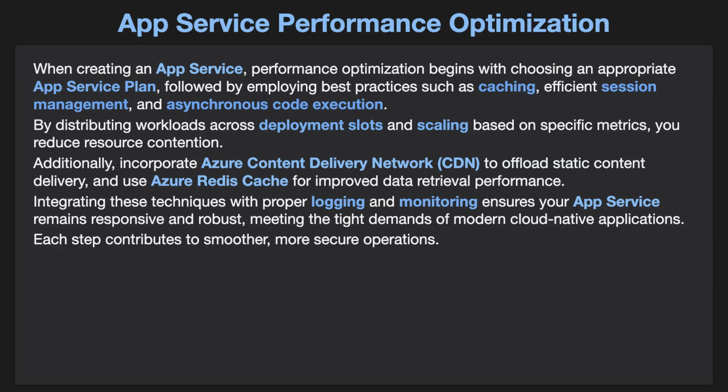Additionally, incorporate Azure Content Delivery Network (CDN) to offload static content delivery, and use Azure Redis Cache for improved data retrieval performance. Integrating these techniques with proper logging and monitoring ensures your app service remains responsive and robust, meeting the tight demands of modern cloud-native applications. Each step contributes to smoother, more secure operations.